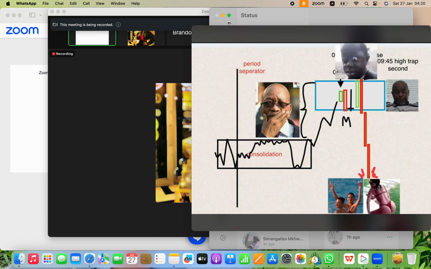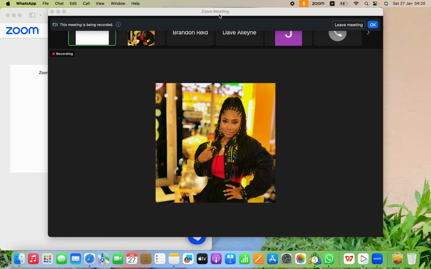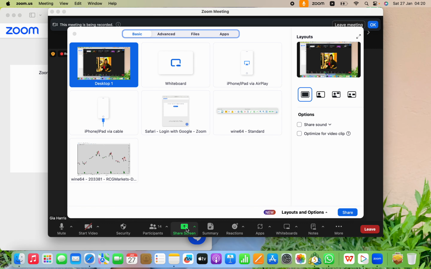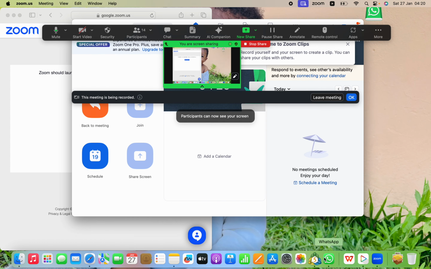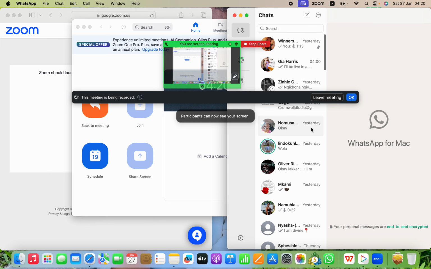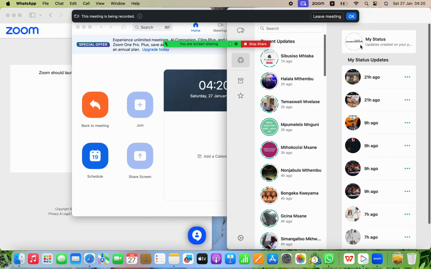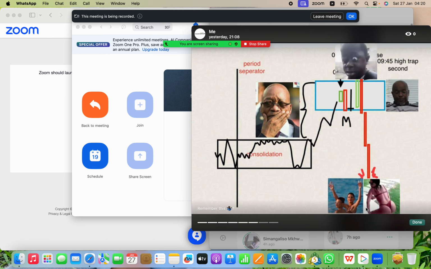You don't see a screen? Okay, maybe it's because I'm on WhatsApp. Maybe Zoom is considering WhatsApp as... Okay, let me share again. I might have to do a new share. Alright, okay, can you guys see now? You should be able to see. Yeah, we see you.